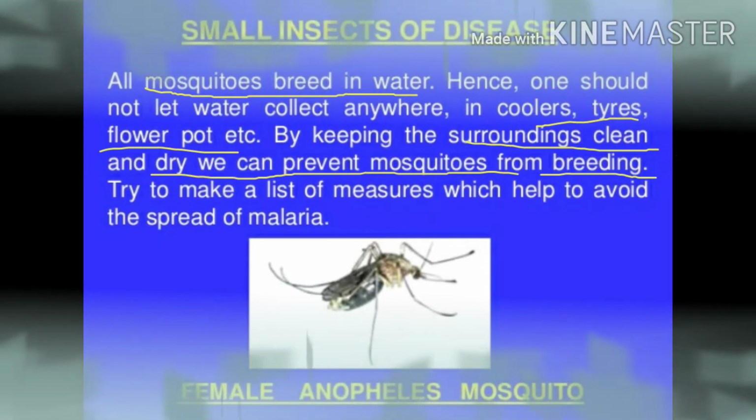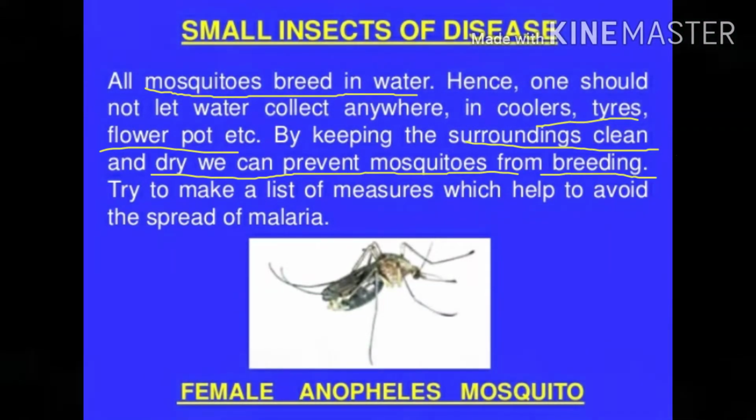Measures which help to avoid the spread of malaria are: apply insect repellent to exposed skin, use a mosquito net, and wear long-sleeved clothing. These are the common measures to prevent malaria.